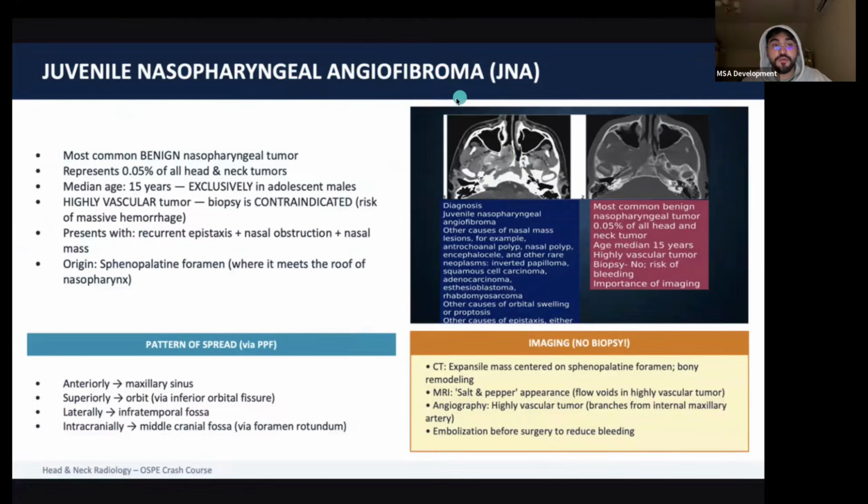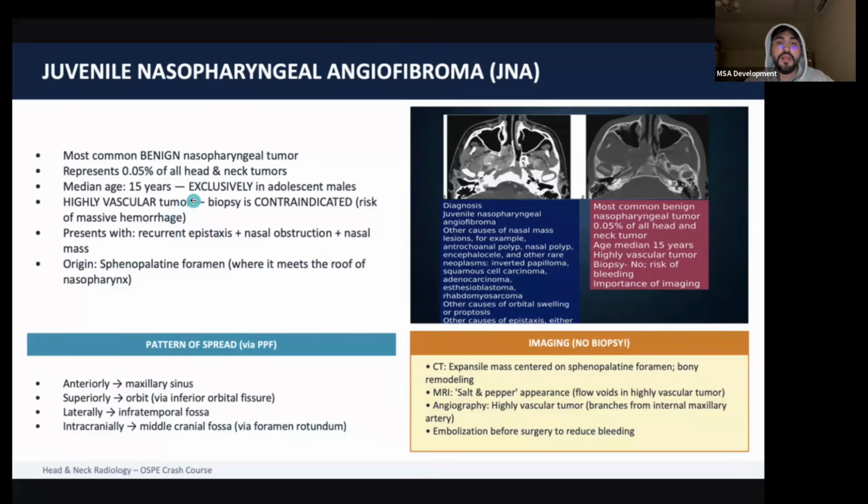Juvenile nasopharyngeal angiofibroma. This is a benign nasopharyngeal tumor. Okay, within the nasopharynx, happens only in adolescent males. It's a very highly vascular tumor, so you do not do a biopsy in it, because it can lead to bleeding. How will the patient present? He's going to have multiple recurrent epistaxis, nasal obstruction, and a nasal mass. Okay, and if you remember, I mentioned that it originates within the sphenopalatine foramen.